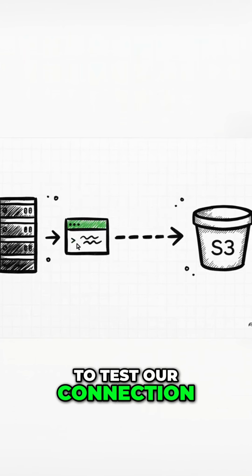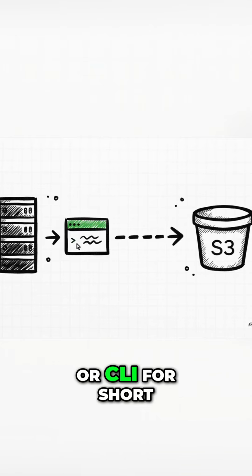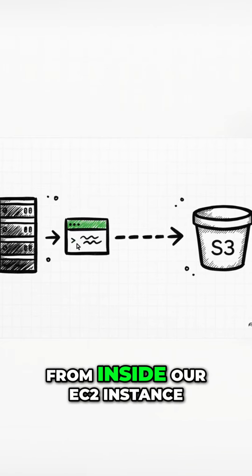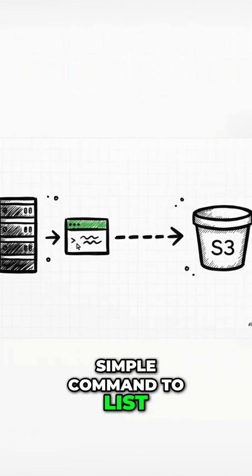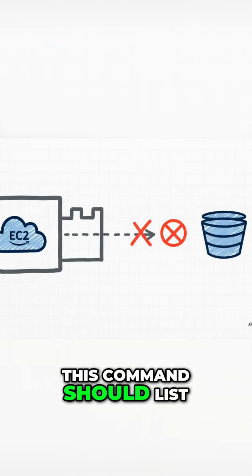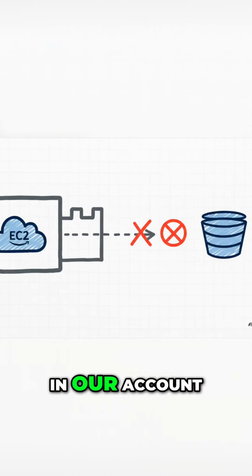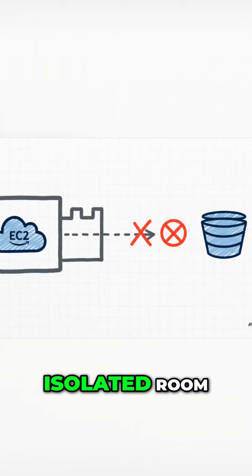So, to test our connection, we're going to use the AWS Command Line Interface, or CLI for short. From inside our EC2 instance, the very first thing we'll try is a simple command to list all of our S3 buckets, aws s3 ls. Now, in theory, this command should list every single S3 bucket in our account. But remember, our EC2 instance is locked away in that secure, isolated room.